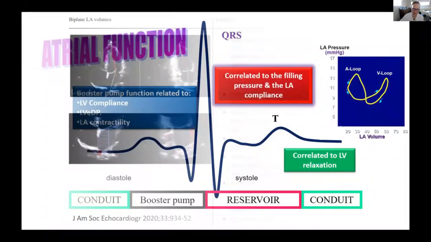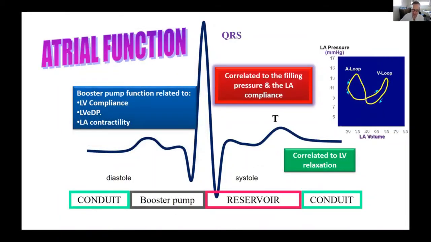Also, when you assess the LA function, it has been discussed previously, but you have three components of the LA function. The reservoir function is the easiest to assess when you consider LA strain. The conduit function can be measured as well. And the booster pump function is probably the most important, but the more difficult to assess precisely.